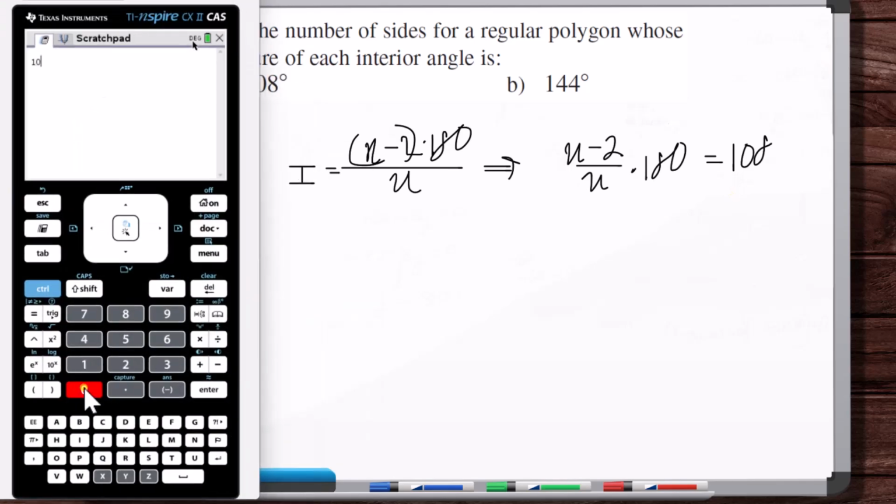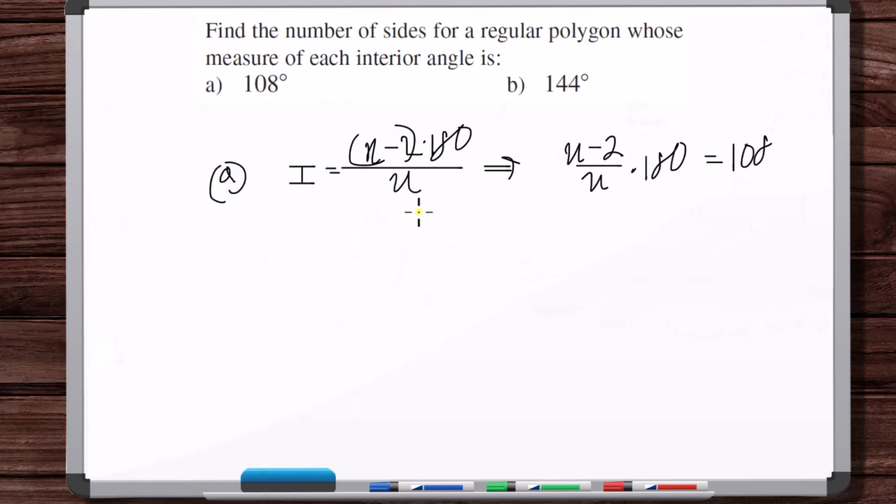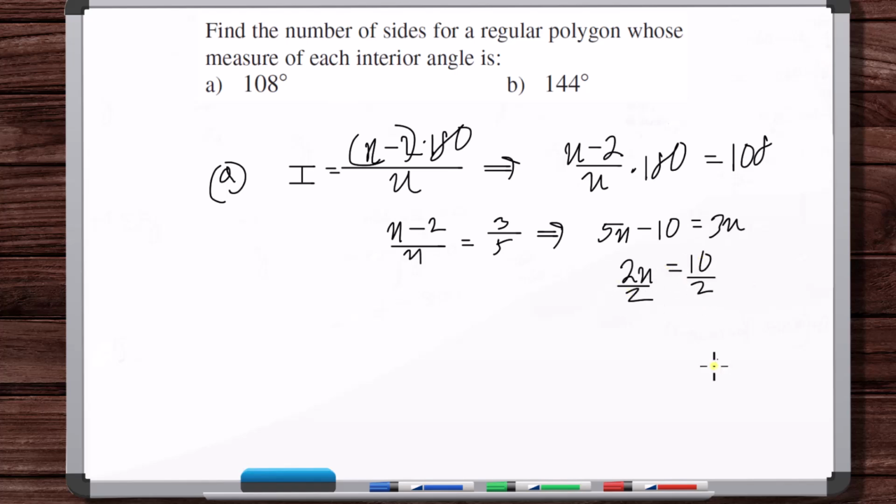So 108 divided by 180 is equal to 3/5. So we've got n minus 2 divided by n is equal to 3/5. So we can cross multiply. So you have 5n minus 10 is equal to 3n. Subtracting 3n from both sides and adding 10 to both sides, n is equal to 5.